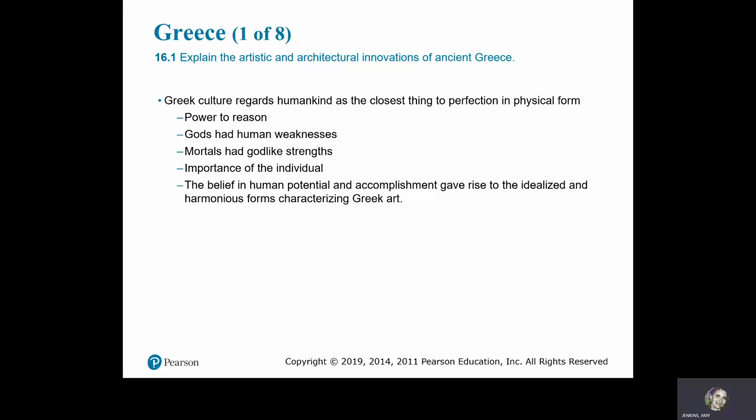Greek culture regards humankind as the closest thing to perfection in physical form. They know that humankind has a power to reason. Gods have human weaknesses. Mortals had godlike strengths. There's the importance of the individual in Greek culture. The belief in human potential and accomplishment gave rise to the idealized and harmonious forms characterizing Greek art.